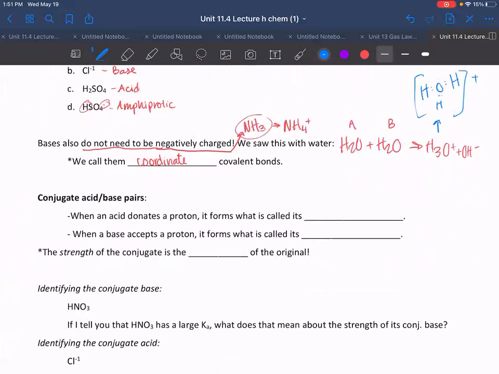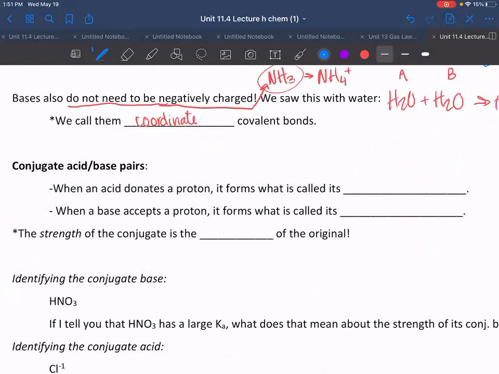Now, we're going to identify what are called conjugate acid-base pairs. If you have an acid, something that can donate a proton, and it does, what it forms after donating that proton is called its conjugate base. I think I'm also trying to see how many colors I can use in one lecture. I think we're on to 3 now. All right. On the flip side, if we have a base that accepts a proton, that form is called its conjugate acid.